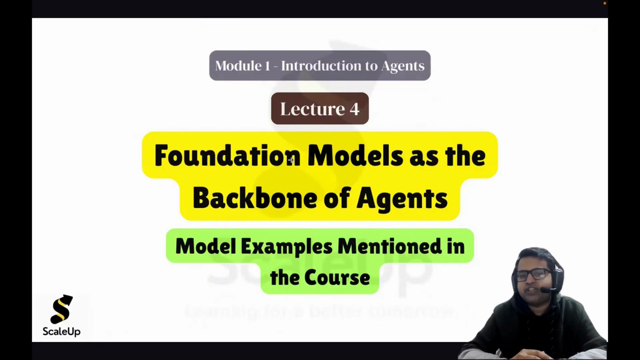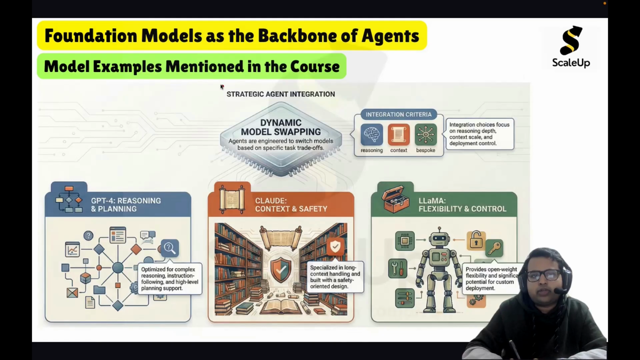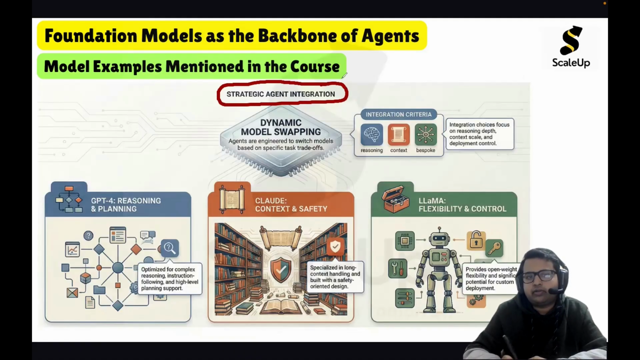Model examples mentioned in the course. It's very interesting that agents can also communicate with other agents. We call it strategic agent interaction or strategic agent integration, wherein agents can dynamically swap models. Agents are engineered to switch models based on specific tasks and trade-offs. Like for reasoning, they can make use of a particular model. For context, they can make use of a particular model. For bespoke needs, they can make use of a particular model. So integration choices focus on reasoning depth, context scale, and deployment control.